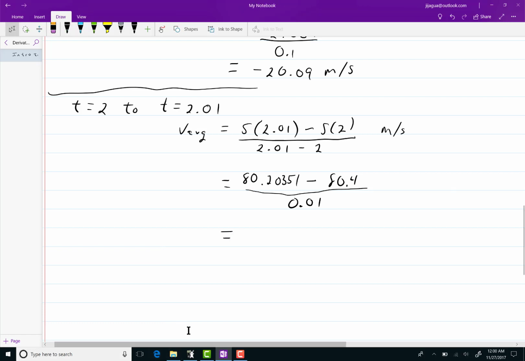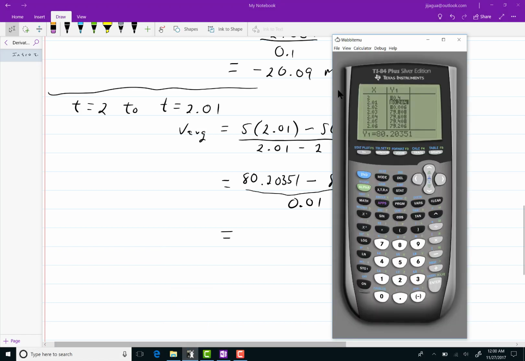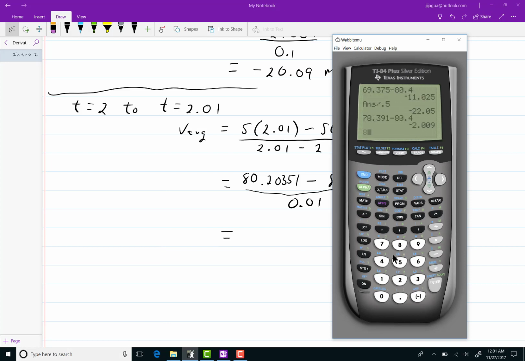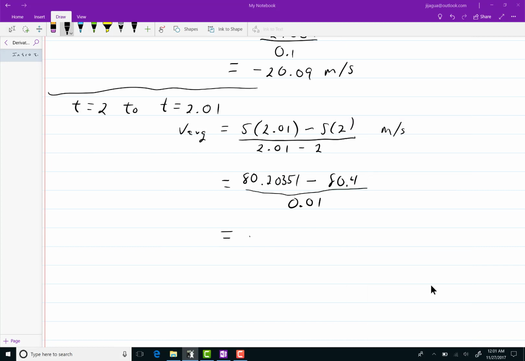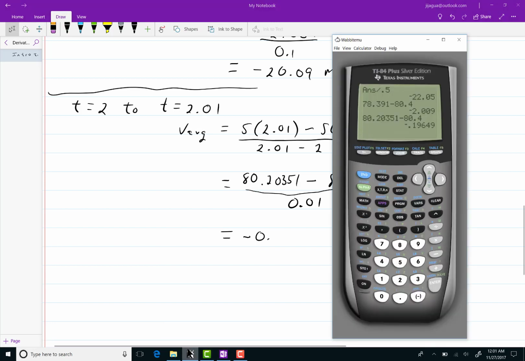Let me go ahead and calculate this new number. So we go 80.20351 minus 80.4 equals, so I have negative 0.19649. I should have said it out loud before I started going. Negative 0.19649.